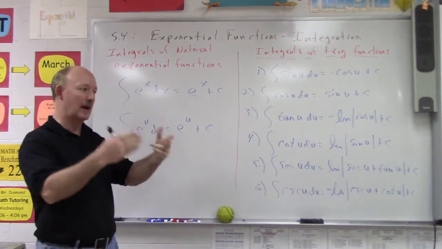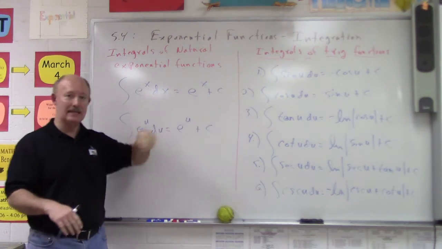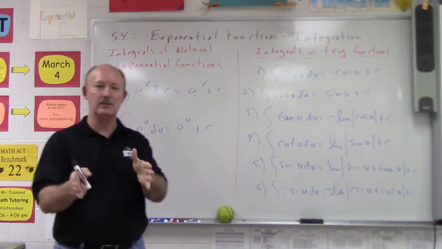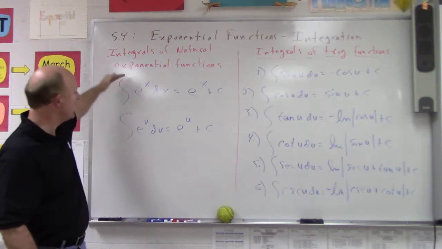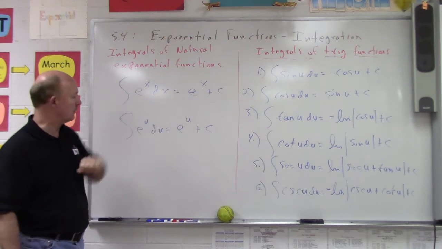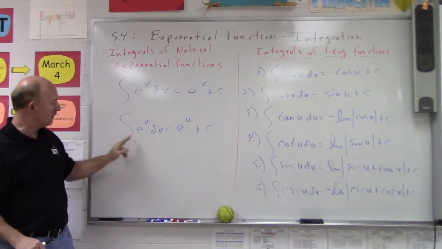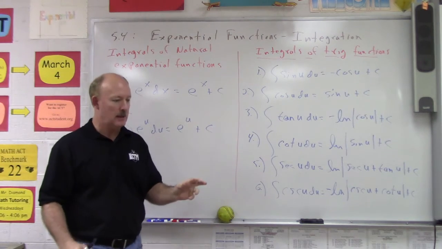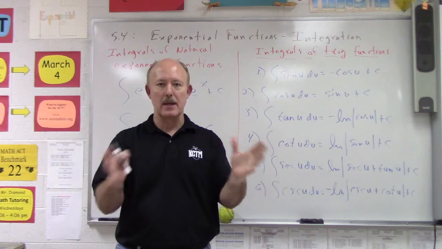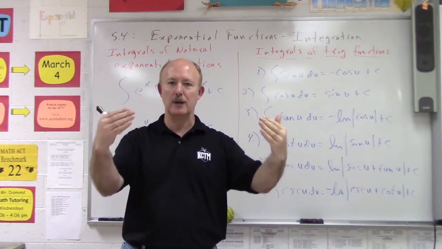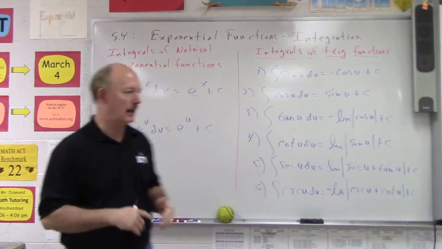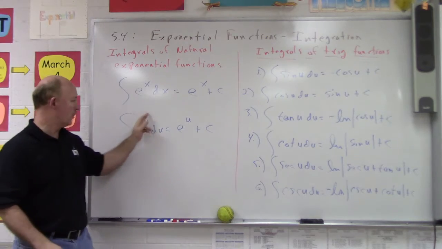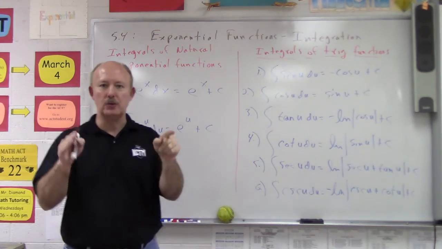So when you integrate e to the x, you get e to the x again. So the derivative of e to the x is e to the x, so the antiderivative of e to the x is e to the x plus c. And the antiderivative of e to the u, du, is e to the u plus c. Now, needless to say, most integrals involving e, right, so exponential functions, we're going to have to use u substitution a lot.